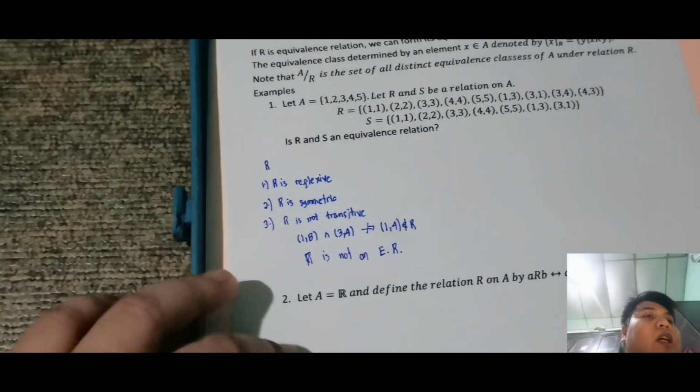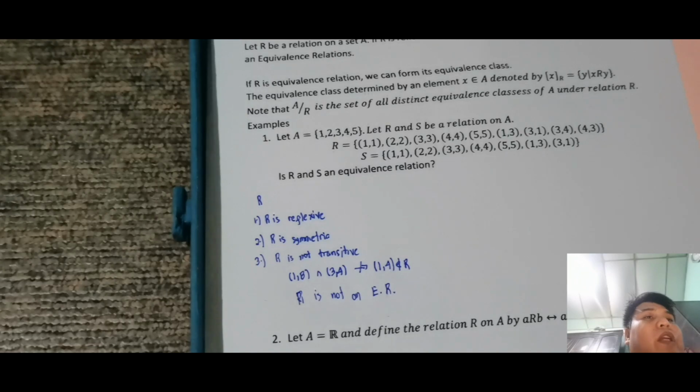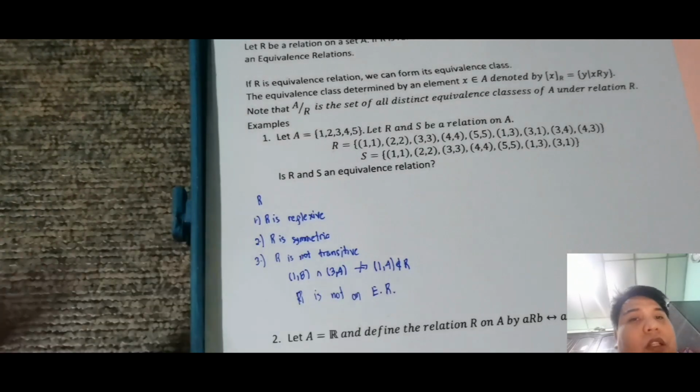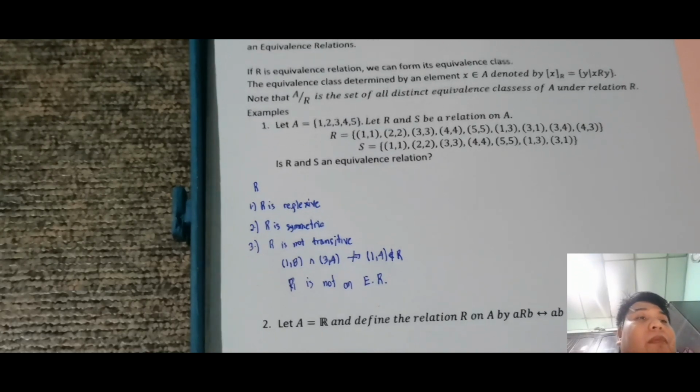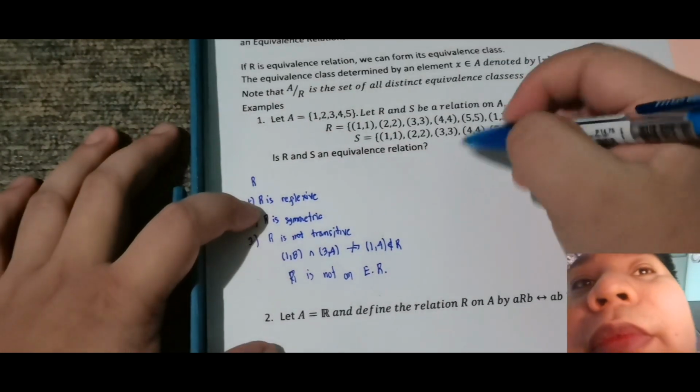Okay, so since hindi siya equivalence relation, hindi ka pwede mag-form ng equivalence classes. The distinct equivalence classes of A under the relation R, yung set na yun, hindi ko siya pwedeng i-form. So meaning hindi siya AR, hindi ko pwedeng gawin yung gagawin ko dapat. Okay, so punta tayo kay S.